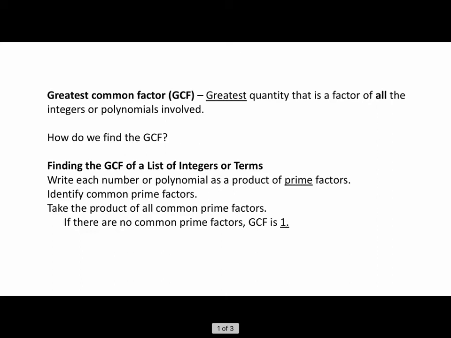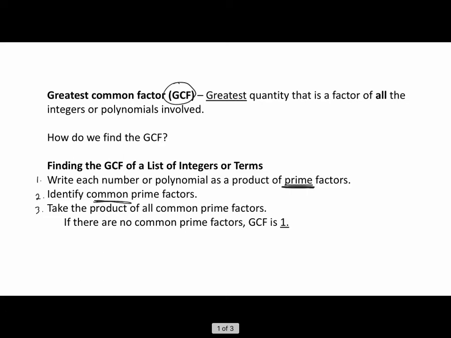The greatest common factor, otherwise known as GCF, you'll see that a lot, is the greatest or highest quantity that's a factor of all of the integers or polynomials involved. So how do we find the greatest common factor? You can find the greatest common factor of a list of integers or terms by writing each number or polynomial as a product of the prime factors, so prime factorization. Then identify any common factors to all of those in the list, and then take the product of all of the common prime factors.